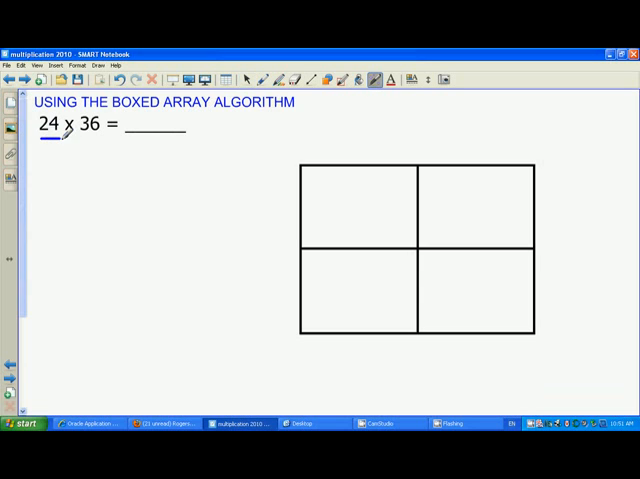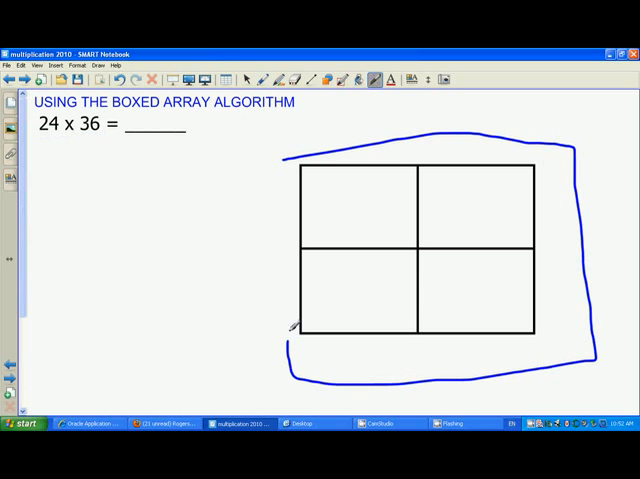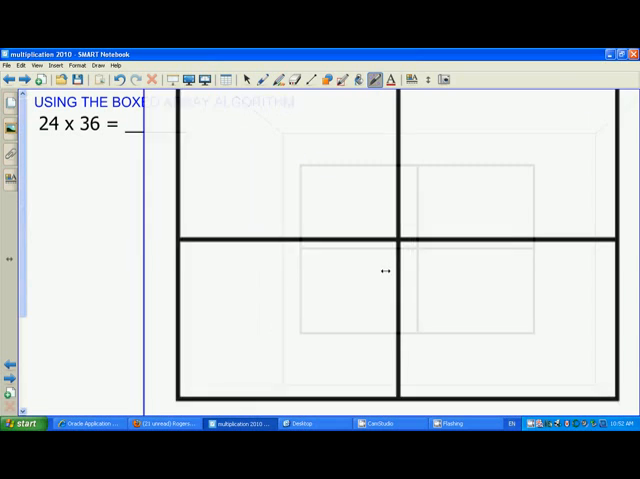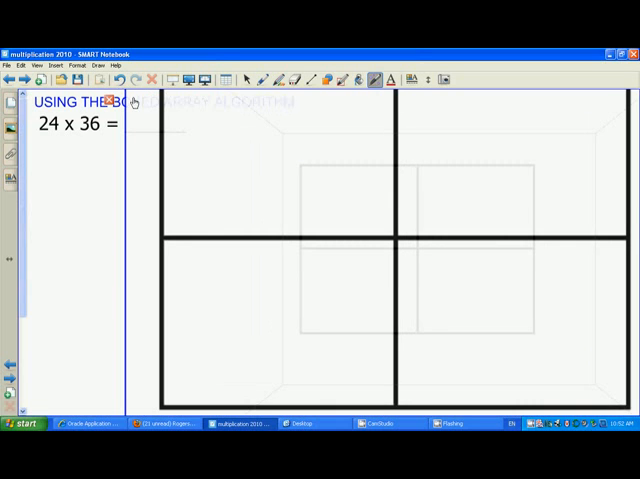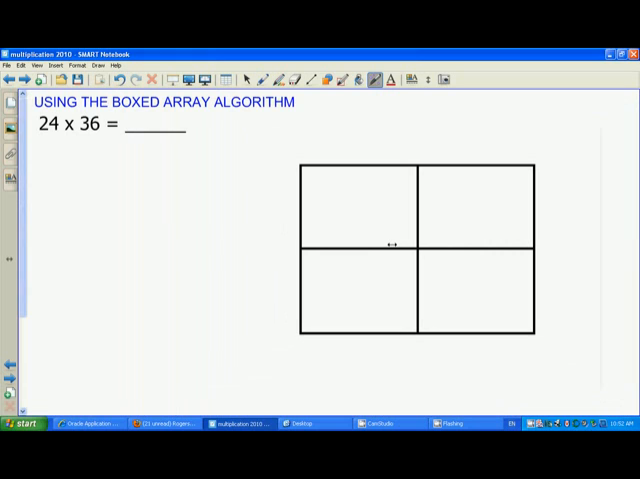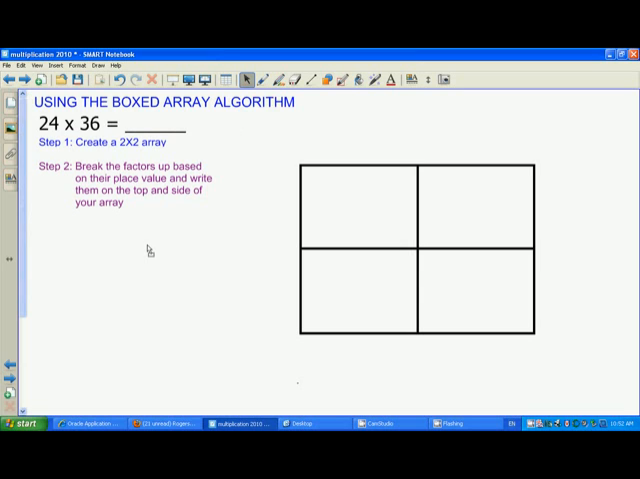We've got 24 times 36 that we're going to be trying to find the product of those two numbers. The first step is simply to go ahead and create a 2 by 2 array like this, and simply create that in the book with a ruler, and we're going to use that as a template for solving this problem. So that's our first step, to create our 2 by 2 array. The next step is to break the factors up based on their place value and write them on the top and the side of the array.